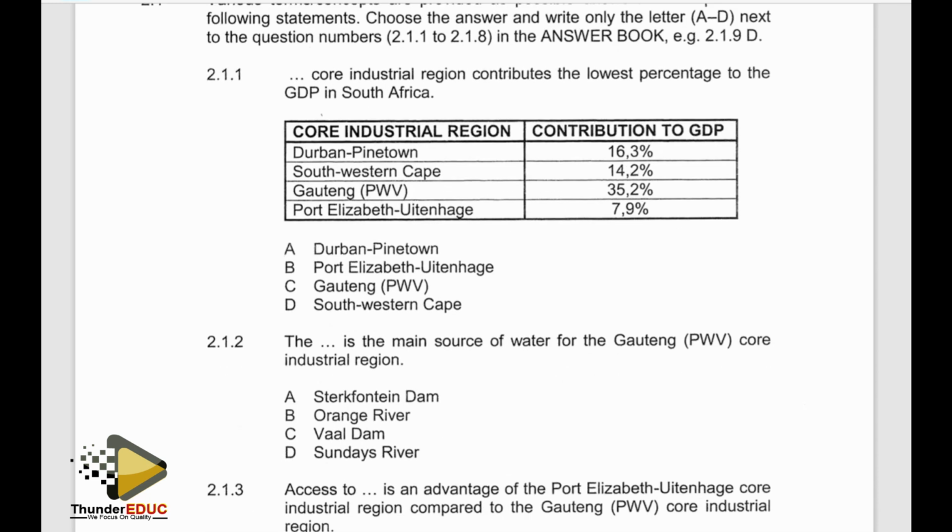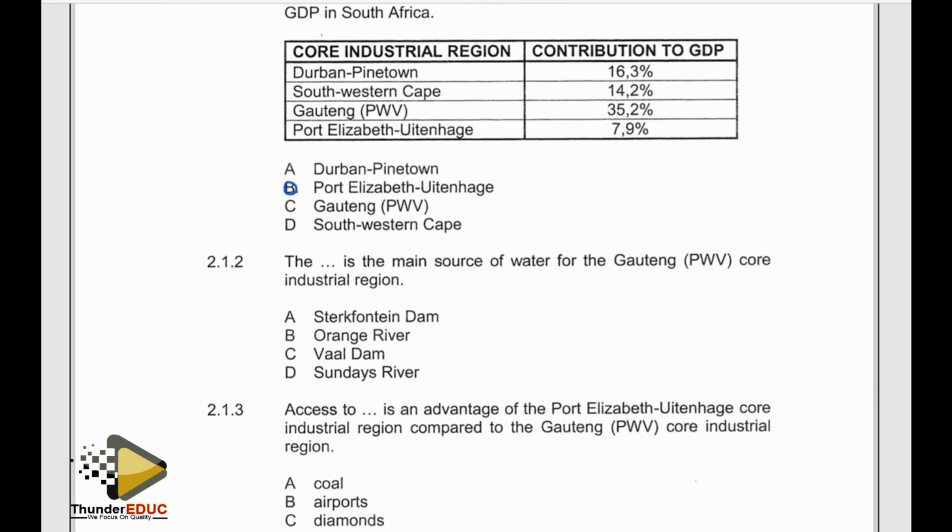Right, the first question is, which core industrial region contributes the lowest percentage? That is just an extraction question. We just check on the contributions made by the different industrial regions here. This is 16.3, 14.2, 35.2, and lastly we have 7.9. So the lowest basically is Port Elizabeth, Uitenhage, which is option B. It's the one that is contributing the least amongst the industrial regions indicated there.